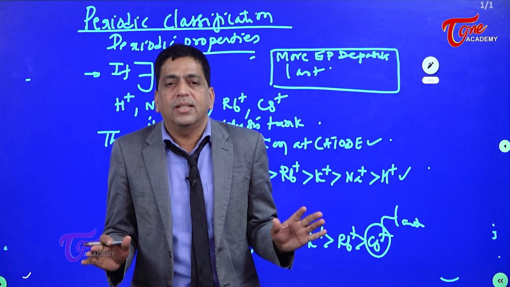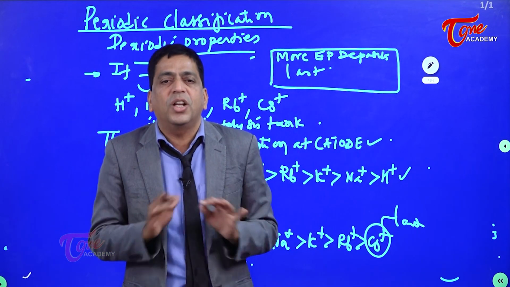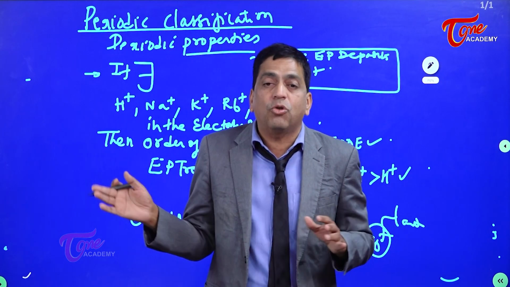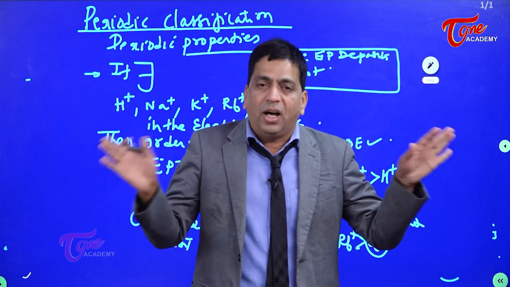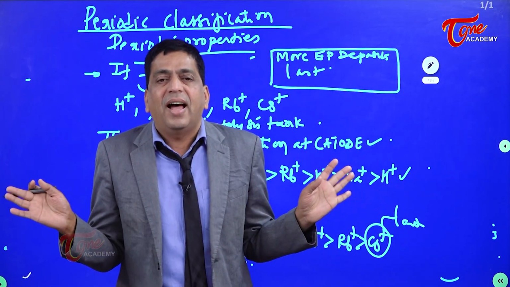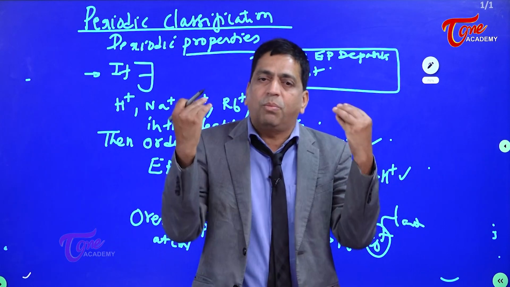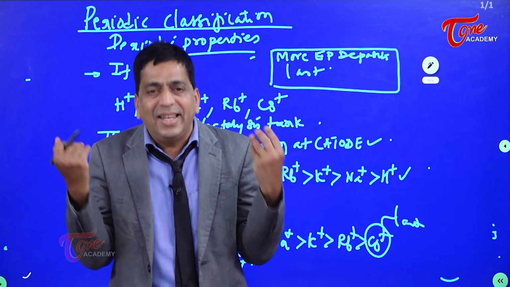And remember, we are discussing electropositivity. Electropositivity is the ease with which an atom loses electrons. The ease will be more if the size is more. So ultimately you are boiling down to size. Electropositivity is a function of what? Size. Size decreases in a period, so electropositivity decreases. And the size increases in a group, so electropositivity increases.